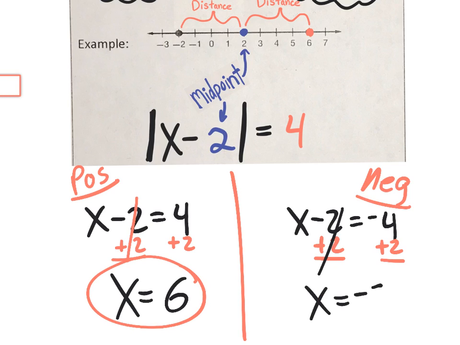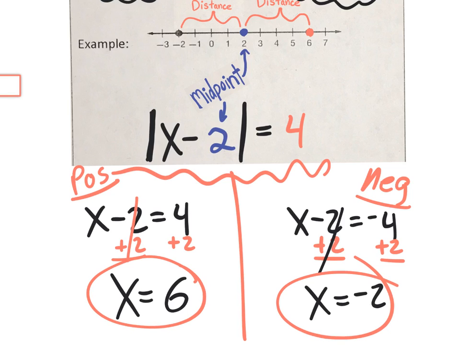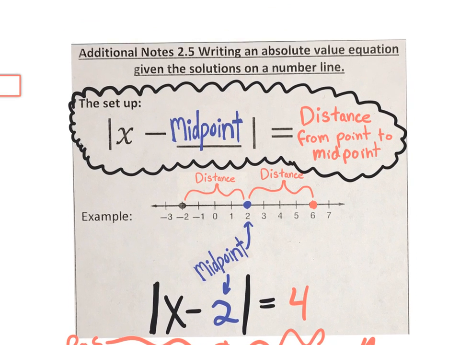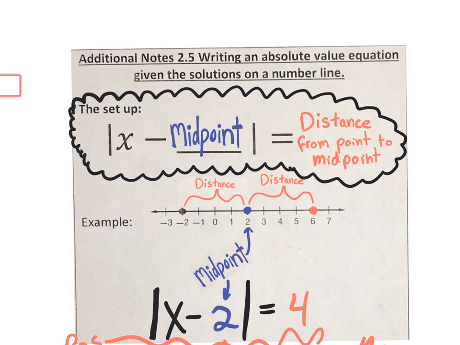X equals -2. As you could see, the equation that we just found, the absolute value of x minus 2 equals 4, that really does give us the answers 6 and -2. And those really are the answers that are up here, 6 and -2. So they're going to give us any two answers, and you're going to be able to use these notes to create the absolute value equation that gives you those two answers.